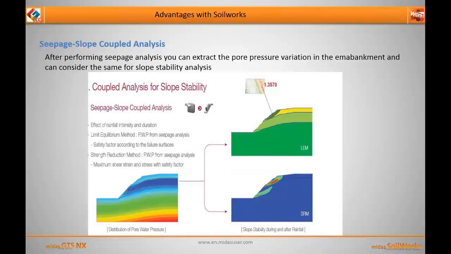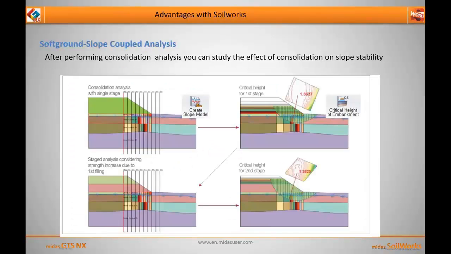Now the third advantage is you can consider the seepage slope coupled analysis. As I was discussing, after performing the seepage analysis, you can extract the pore pressure variation in the embankment and consider the same for the slope stability analysis, both using LEM and SRM. For this you need two modules of SolidWorks, that is seepage and slope module. The fourth advantage is that you can perform the soft ground slope coupled analysis. That is, after performing the consolidation analysis, you can study the effect of consolidation on slope stability after each stage. So it is very, very helpful to simulate the real ground situations.